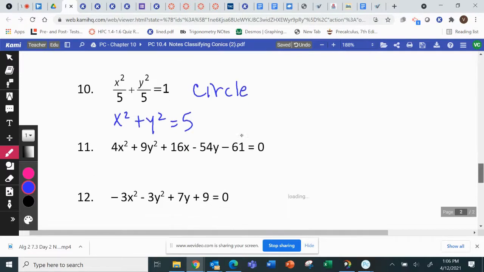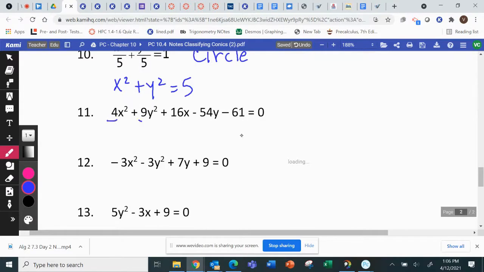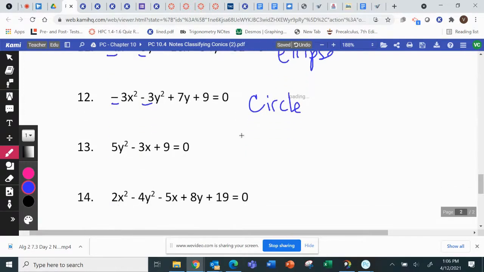All right, number 11, we've got 4 and 9, same sign, different numbers. Ellipse. Number 12, negative 3, negative 3, exactly the same number. Circle. Number 13, we've got b squared is 5. Parabola, there's only one, so parabola.